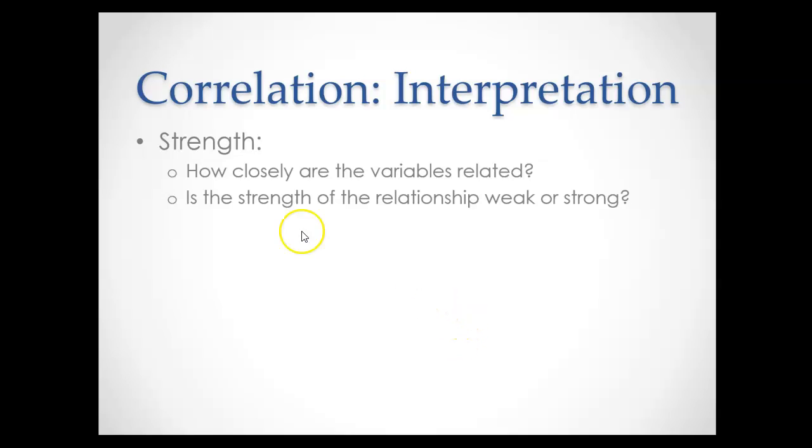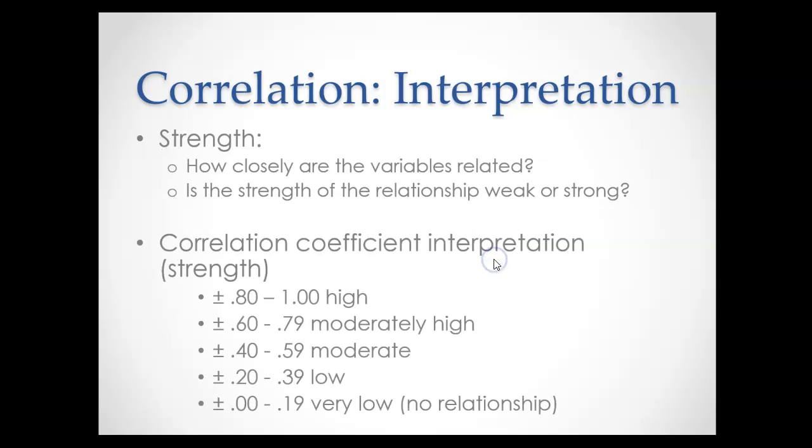So when we look at a correlation, we'll look at strength. So how closely are the variables related? Is the strength of the relationship weak or is it strong? If you get an R value that's 0 to 0.9, that would generally indicate a weak relationship. If it's 0, there's definitely no relationship. Up to 0.9, those are very low strength relationships. As the numbers go up, and notice it doesn't matter if it's plus or minus, just as the numbers go up, the strength of the correlation improves. So 0.60 to 0.79 would be moderately high. 0.8 and up would be a very high correlation.